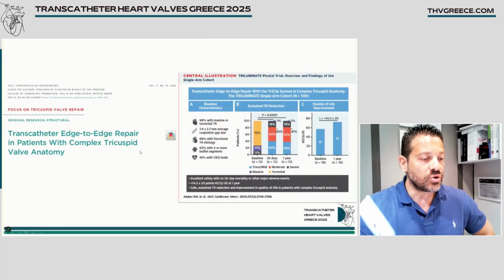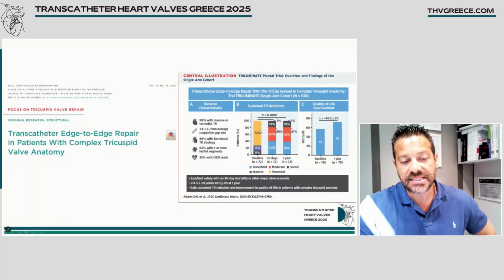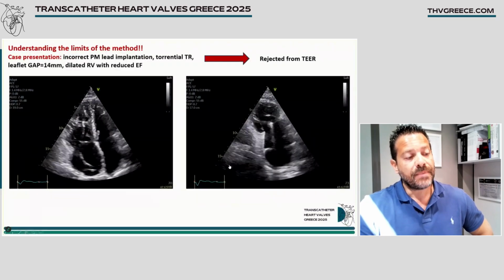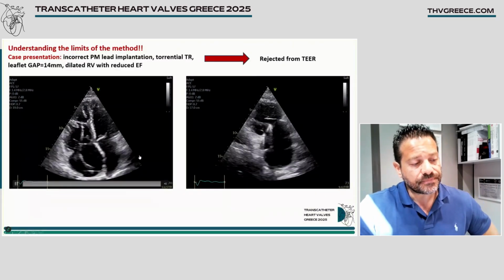because we can also repair complex cases with massive or torrential TR, with huge gaps, with more than 3 leaflets, or devices in our way. But we should also know our limits.